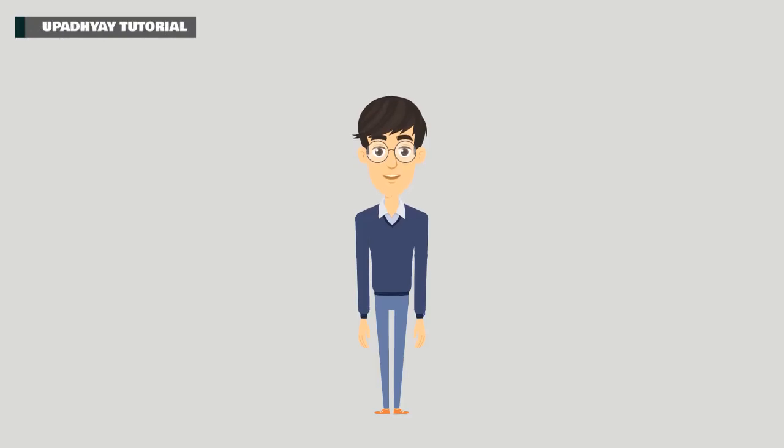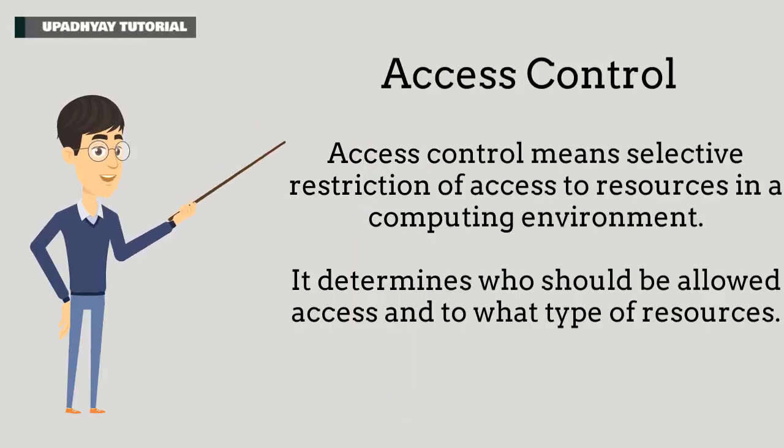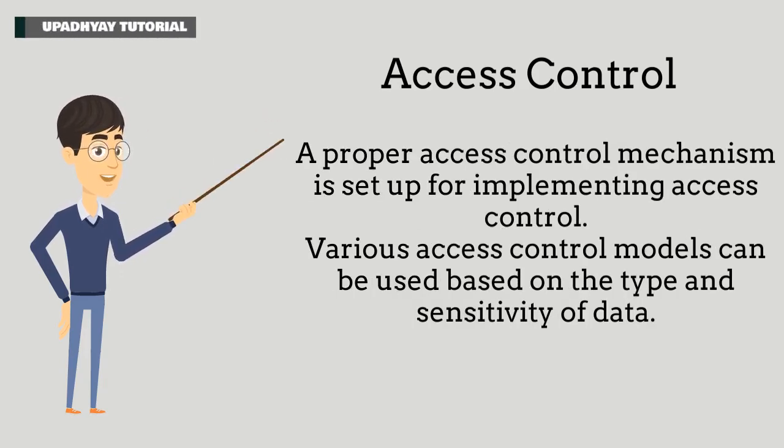Let us understand the next principle of security, access control. Access control means selective restriction of access to resources in a computing environment. It determines who should be allowed access and to what type of resources. A proper access control mechanism is set up for implementing access control. Various access control models can be used based on the type and sensitivity of data.